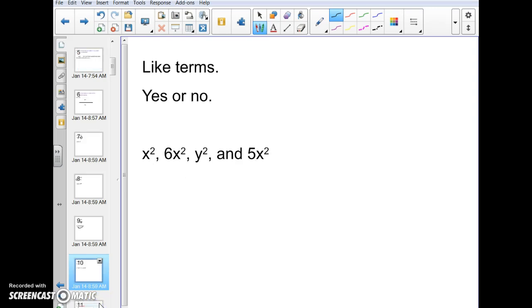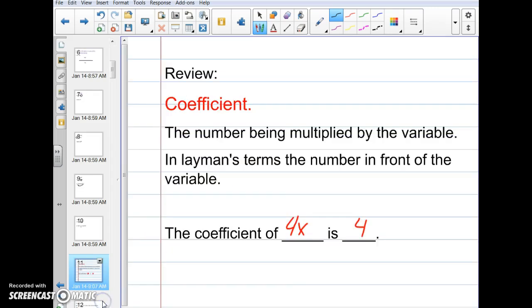Alright, last one. Are these like terms? Yes or no? I have x squared, 6x squared, y squared, and 5x squared. Correct answer here is no. They are not like terms. Yes, they all have the same power, but this one is a y. It's not the same base, not the same variable. So these are not like terms. The rest of them are. This one and that one are like terms, but this is the oddball, so it makes the answer no.